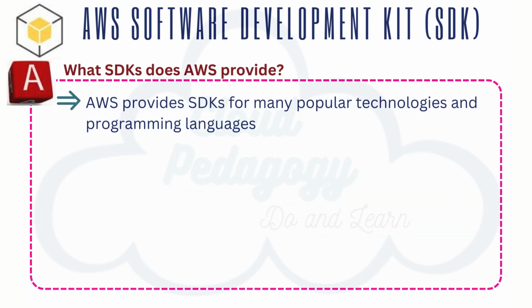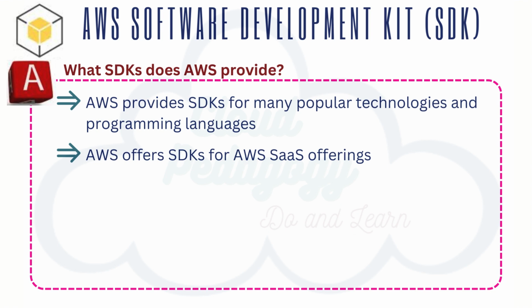AWS provides SDKs for many popular technologies and programming languages. They make it easier for you to call AWS services from within your applications in that language or technology. Additionally, AWS also offers SDKs for AWS SaaS offerings, so you can use them more efficiently in your code. Let's see some of the SDKs in AWS.